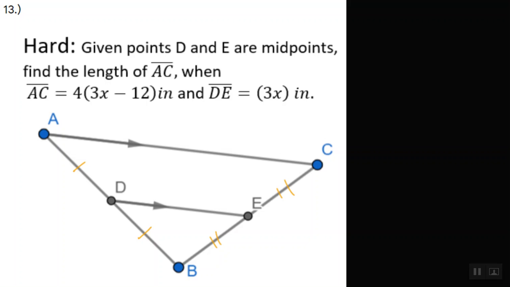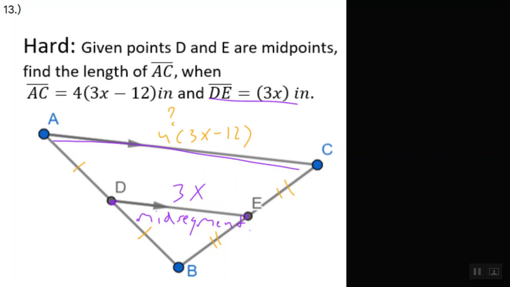It then says find the length of AC when we're given that AC is 4 parentheses 3x minus 12, and we're also given that DE is 3x. Now, I want to caution y'all here to try and remember your vocabulary. If D and E are midpoints, that means that DE is in fact a mid-segment. And what do we know about a mid-segment? We know that it is half the length of the base. So, more or less, we are simply going to have to multiply this by 2.